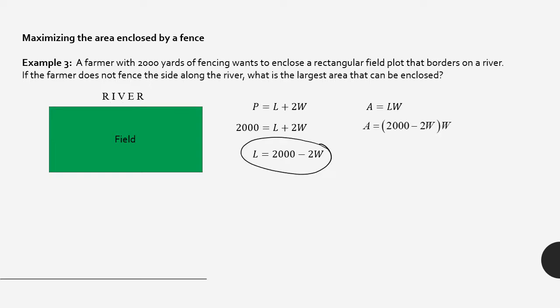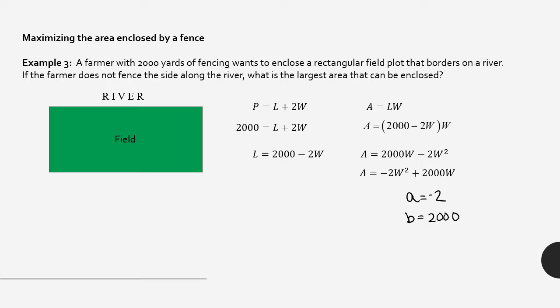Plug this in for the L in the other equation, in the area equation. Distribute the W, and I put the negative 2W squared first. It's not required, but just so you don't get the A and the B mixed up, right? So A is always the leading coefficient, B is in the middle, and in this case, C is 0. Okay, so negative B over 2A to get the vertex, right? So in these problems, we will always have a parabola. So the maximum or the minimum is going to occur at the vertex. So since the parabola is opening down, this is our maximum. Negative B over 2A, negative 2,000 over 2 times negative 2, gave us the 500 yards.